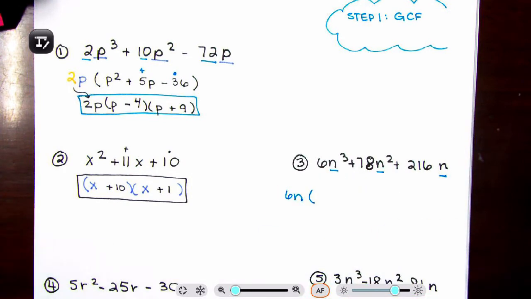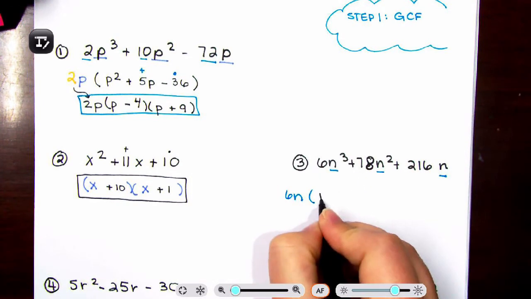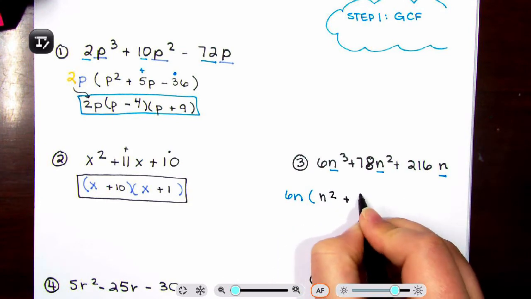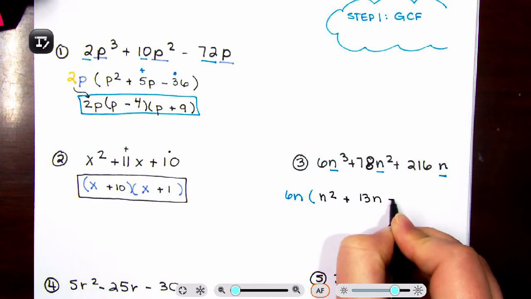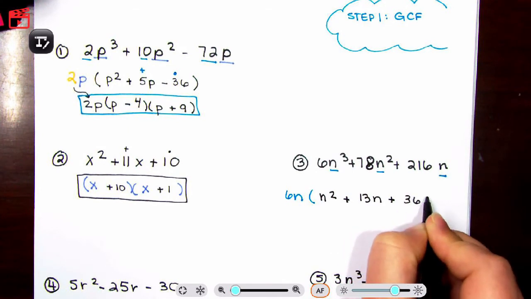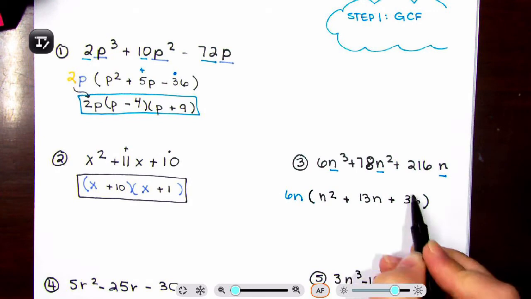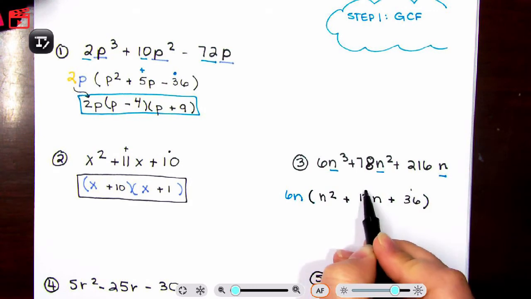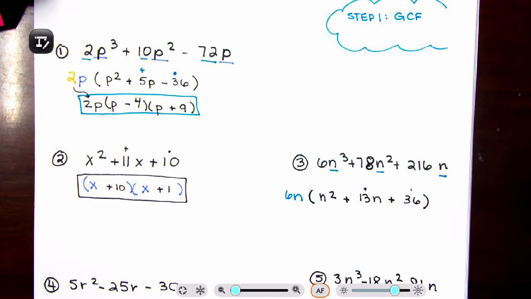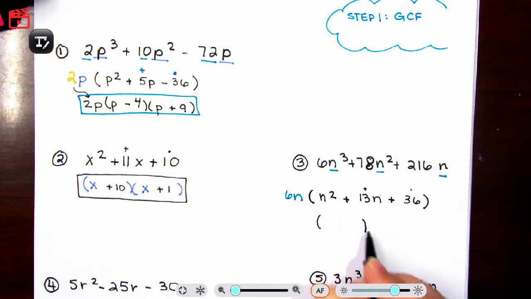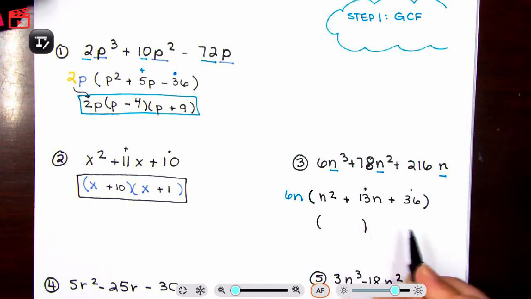So remaining, I have n squared plus 13n plus 36. And again, I need two numbers that multiply to 36 positive and add up to 13, excuse me, positive. This is both positive. So guess and check. Because our leading coefficient here is 1, it is missing, so therefore it's 1. I go guess and check.